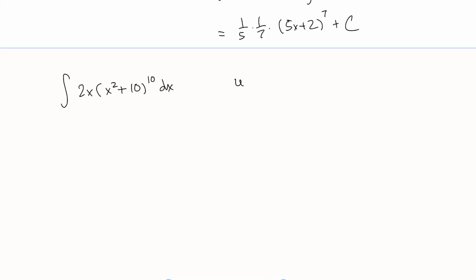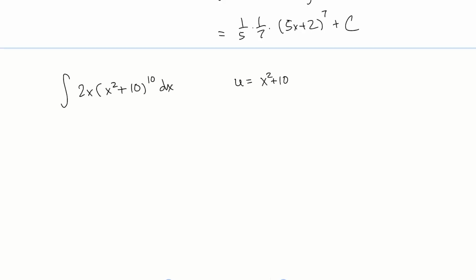The first step is to choose for yourself what the u should be. Generally speaking, you want to choose something which is on the inside of something. Anybody see a likely candidate here? A piece of this which is on the inside of something or other. Yeah? x squared + 10. I think that's the only thing that strikes me as being inside of something else.